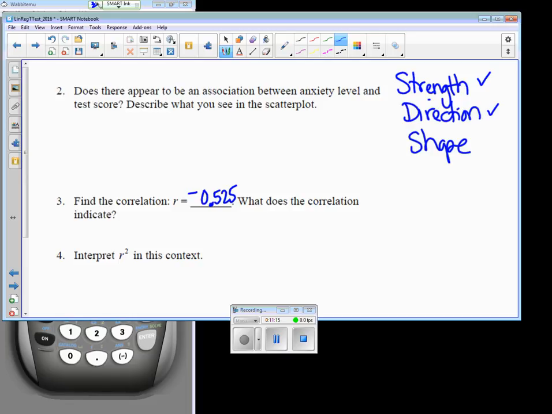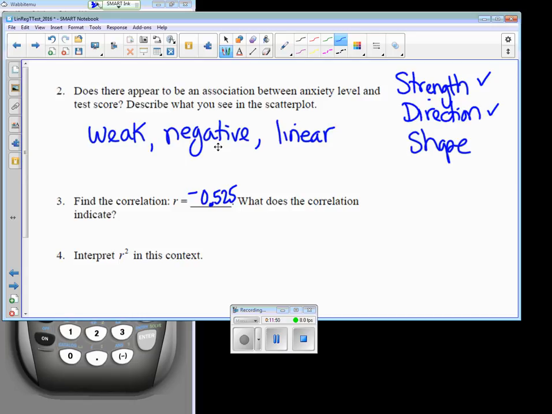I agree. It looks kind of scattered to me too, but scattered's not a shape. So when I talk about shape, I mean quadratic, curved, straight, linear. Those are things when you say bivariate data that we're looking at. Okay. So we're going to say that it's weak, positive. I'm a liar. It's weak and negative. Definitely negative. Thank you. Weak, negative, and linear. Okay?